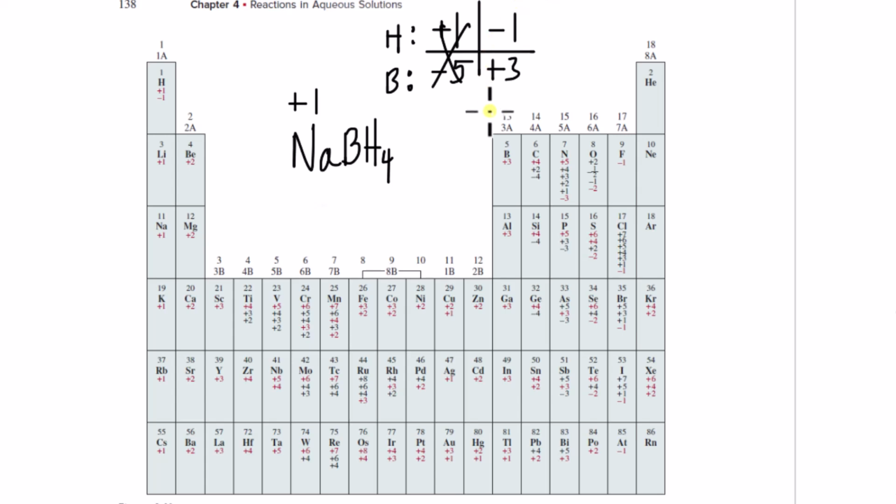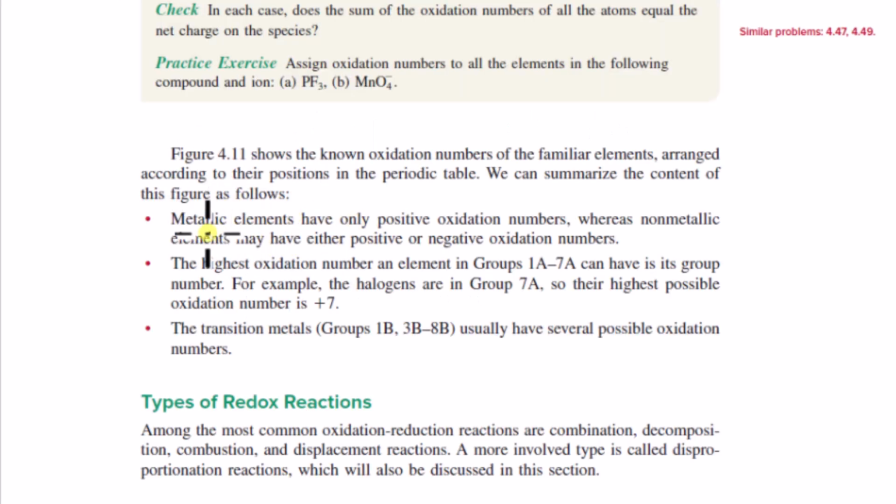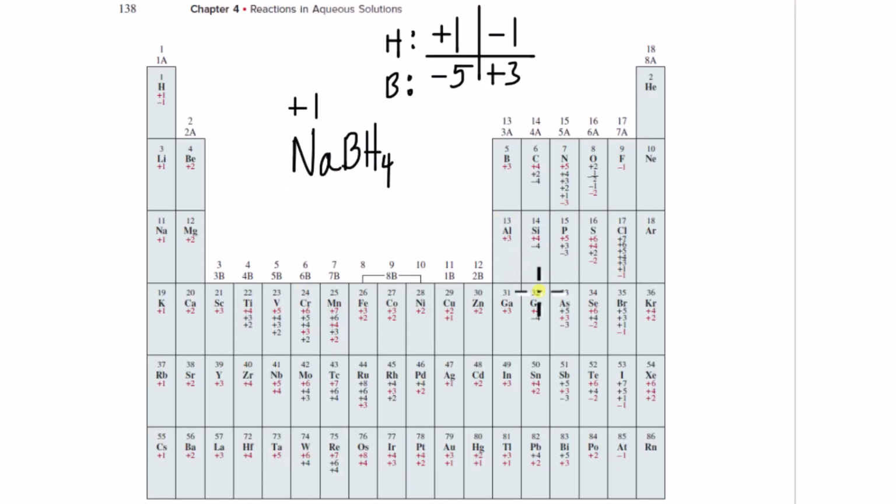Like, for example, if we come here to these three rules, the first rule says metallic elements have only positive oxidation numbers, whereas non-metallic elements may have either positive or negative oxidation numbers. And, well, this actually isn't a cardinal rule. So if we come to the table, yes, you don't see any metals with any listed negative oxidation numbers. So it is very rare in general to ever find a metal within a compound that has a negative oxidation number, but it's not impossible. That's not a cardinal rule for metals.